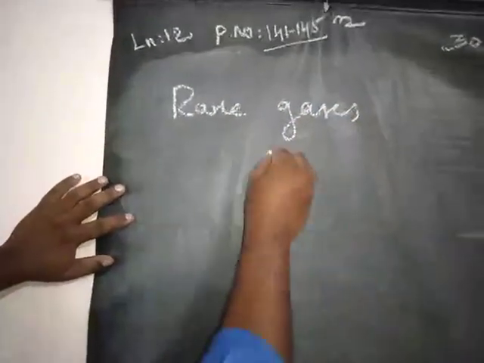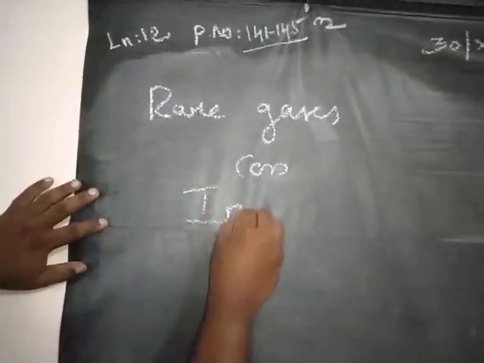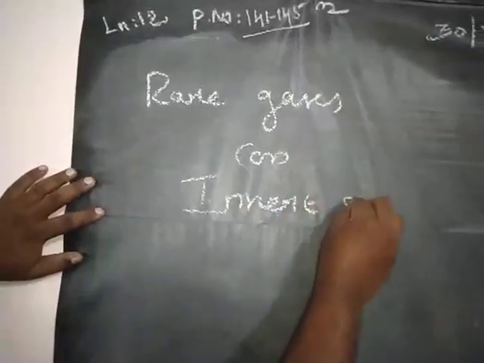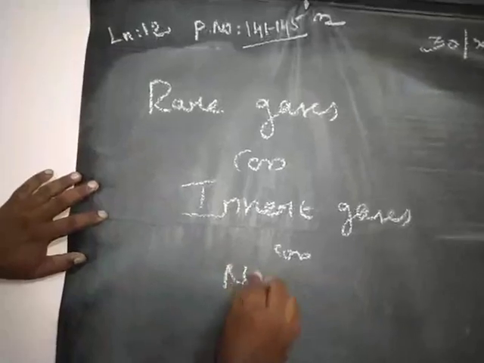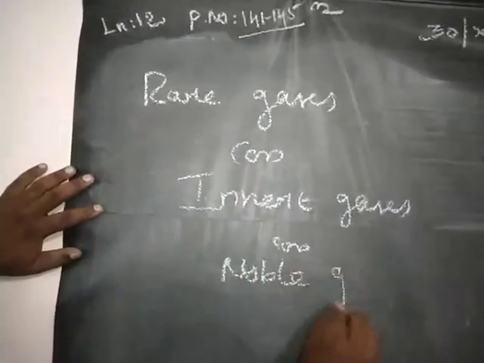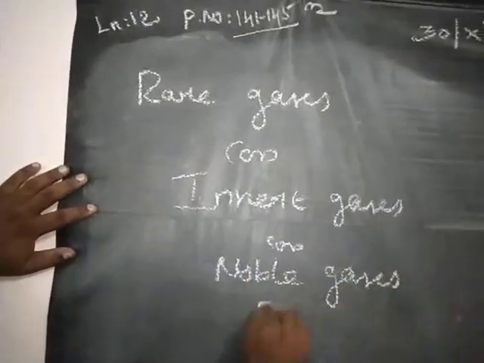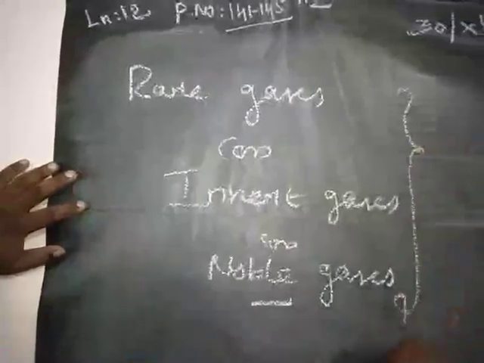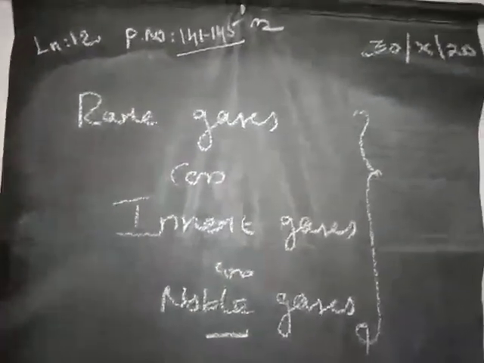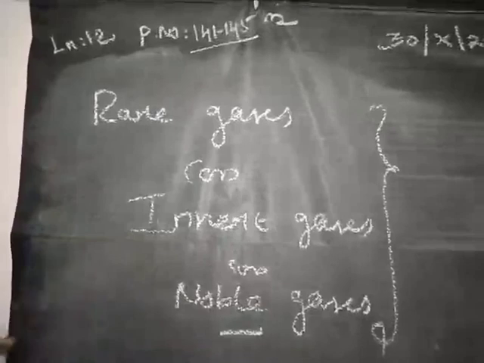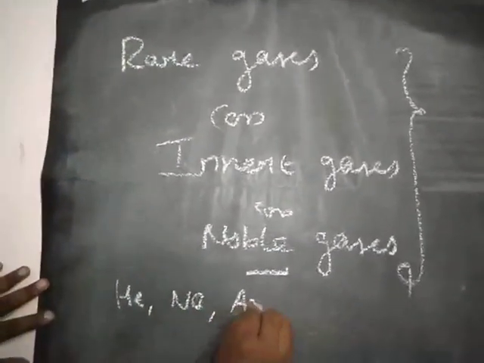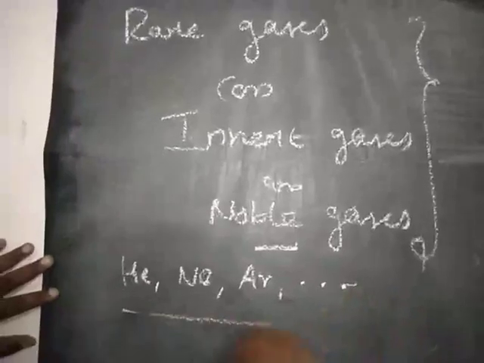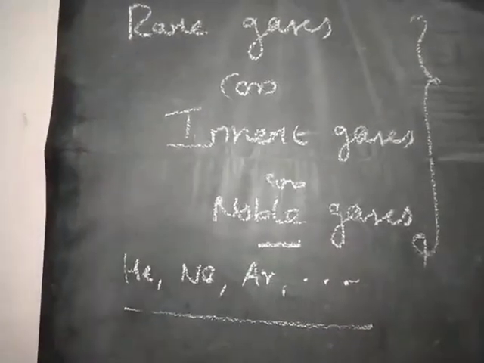Rare gases or inert gases are noble gases. Helium, neon, argon, etc. These are all examples of rare gases, inert gases or noble gases.